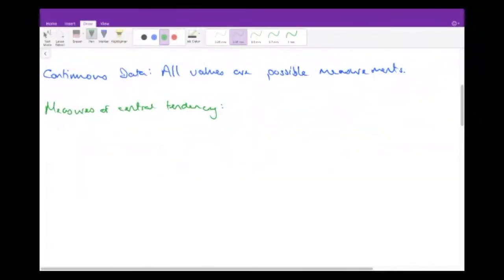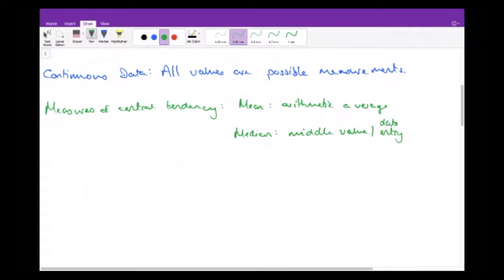Exactly right. The mean, the median, and mode. Okay. So our mean is the arithmetic average. I'll come on to what that means in a bit. The median is just the middle value, or the middle data entry. And the mode is the most common.